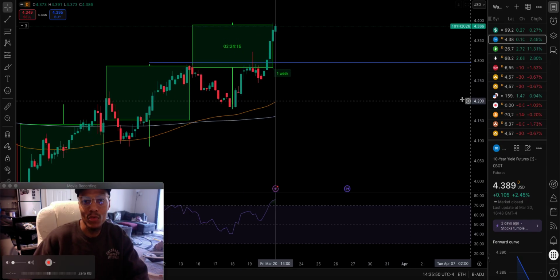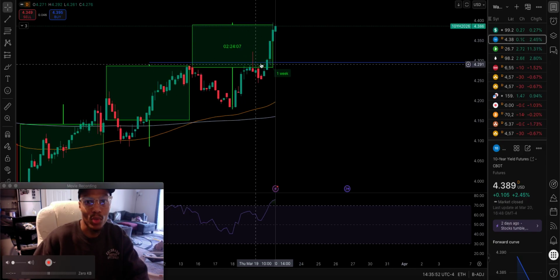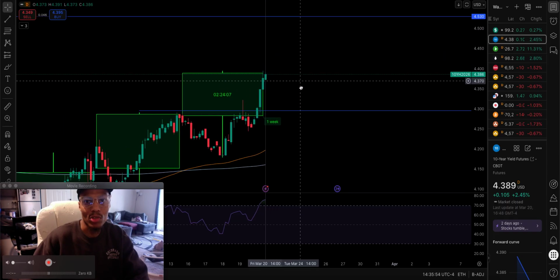So we expect yields to retrace down to somewhere within this weekly range, and then continue to see yields go back up higher.